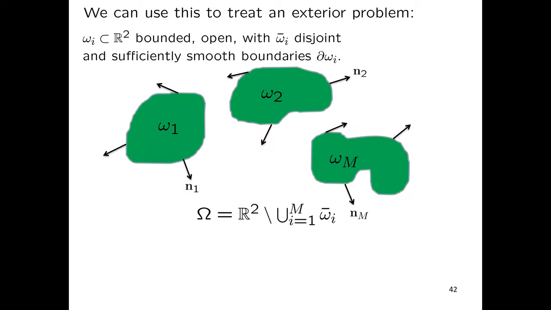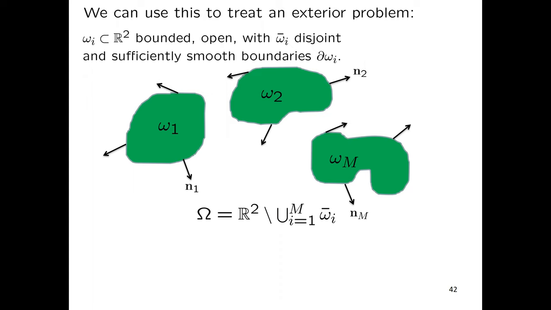Now, let me give an example of how you can use this to treat an exterior problem. So here we are in 2D. Now I've got a finite number of two-dimensional particles, objects, and the liquid crystal is in the complement of this region. There's a lot of interest in nematic liquid crystals for colloids. So here we're assuming that these colloidal particles are fixed, but perhaps they can move. But this is an interesting thing in terms of colloids.